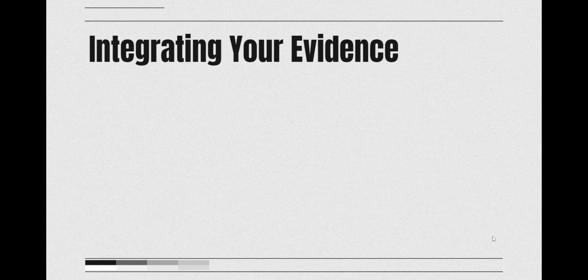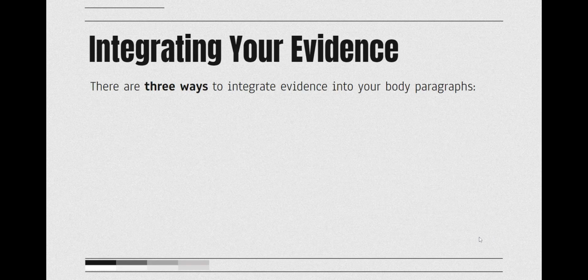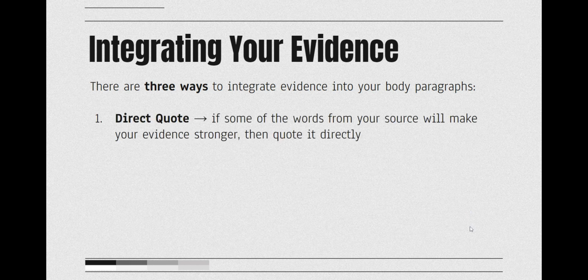Now we're moving on to how to integrate our evidence. So we have our evidence from our research journal, but now how are you supposed to put that into your writing? This can be a little bit tricky. We're going to look at three different ways to integrate your evidence into your body paragraphs. You could first do a direct quote. This is probably what you're most used to. If there's some words from your source that are going to make your evidence stronger by including the direct quote, use that.